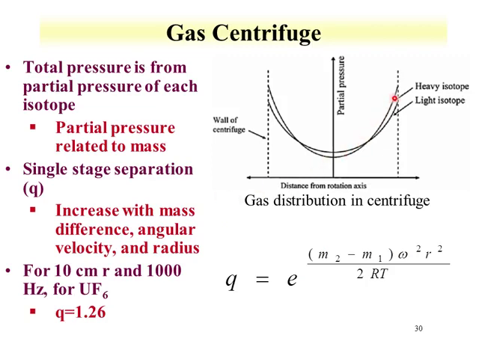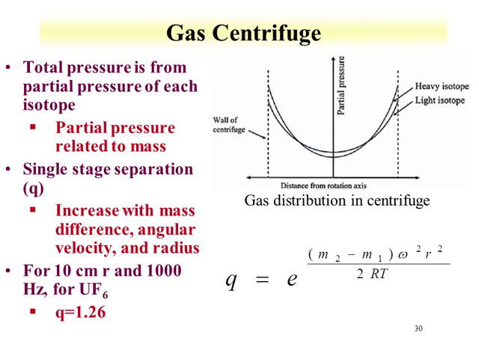So what we can see here, the partial pressure of a heavier isotope is greater at the walls and less in the center. The light isotope is greater in the center. So if we had a system where we can bring a gas into the centrifuge, spin the centrifuge, collect from the center, we would preferentially be collecting the lighter isotope.